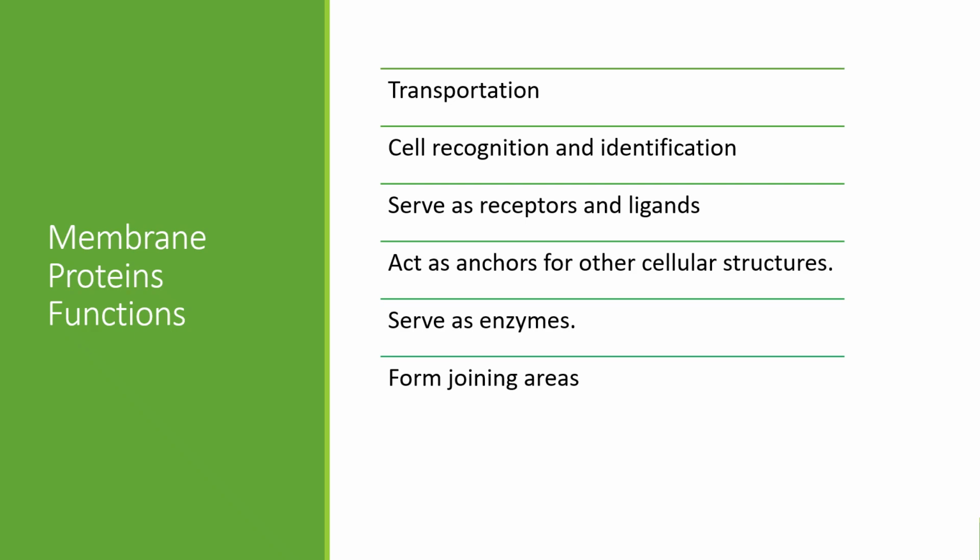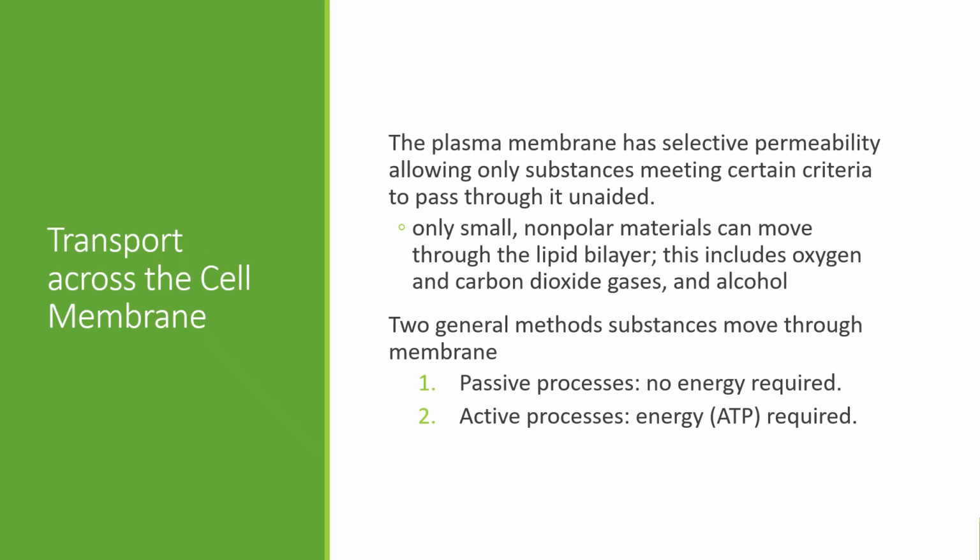So let's look a little bit more at some of these functions. Transportation, cell recognition, identification, receptors, ligands, acting as anchors, serving as enzymes, and forming joining areas. So let's look at how they transport things. So I mentioned that the cell membrane or the plasma membrane is selectively permeable, meaning that it's going to allow some substances in and some substances it can't go through. So the membrane itself, only small molecules can move across the lipid bilayer. So things like oxygen and carbon dioxide gases and alcohol.